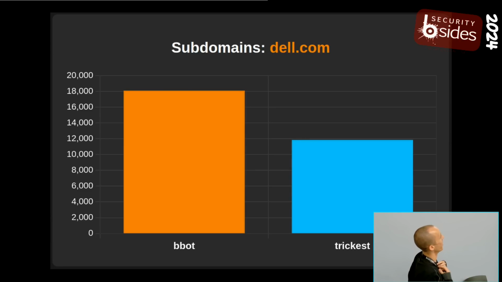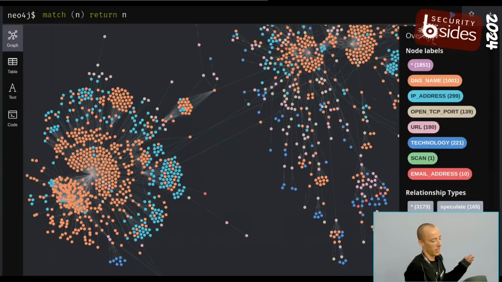All right, so I took the liberty of running a subdomain enumeration using this workflow and using BBOT. And I just picked some big domains. So I picked Dell.com. As you can see, BBOT found around 18,000 domains, while Trickest only found about 12,000. And this isn't really the interesting part, because obviously I can show this graph. It's like, oh, it's a nice graph. BBOT finds more. This is what it looks like in Neo4j, by the way.